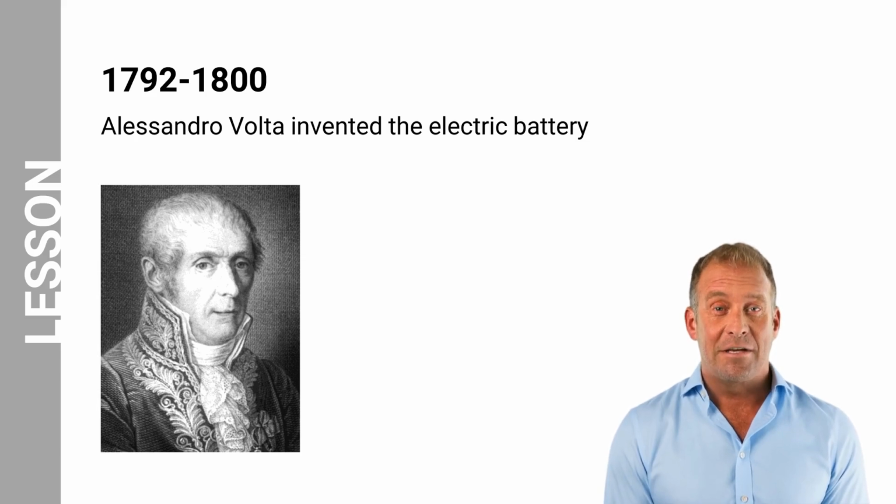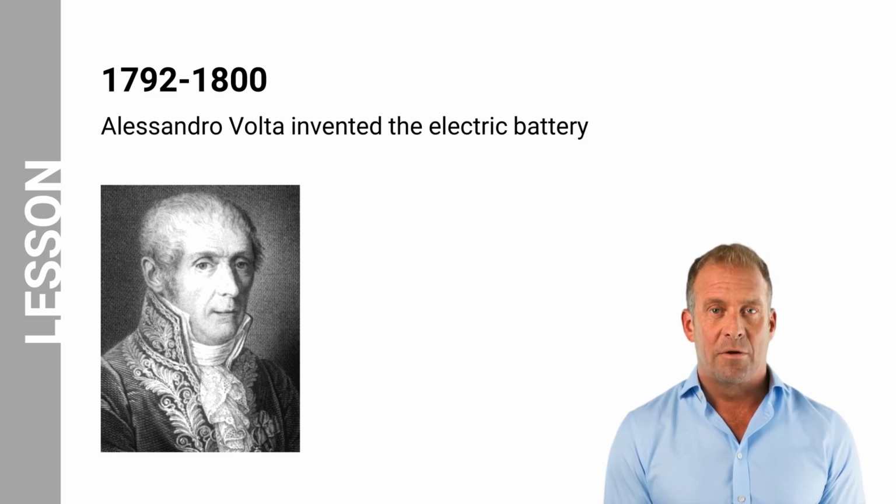From 1792 to 1800, Alessandro Volta made a significant breakthrough by inventing the first practical method of generating electricity through a chemical reaction. His voltaic pile consisted of two different metals separated by a moist material. This invention, the first actual battery, allowed for the storage of electrical energy, volts.